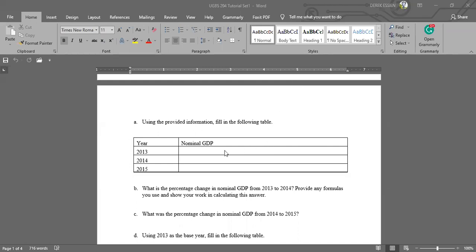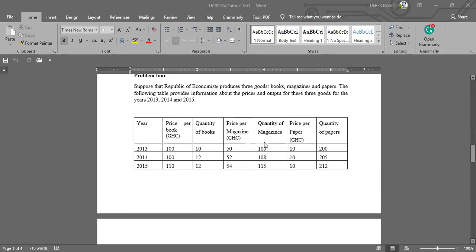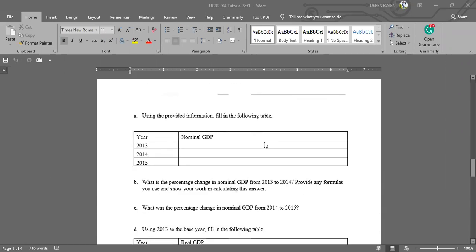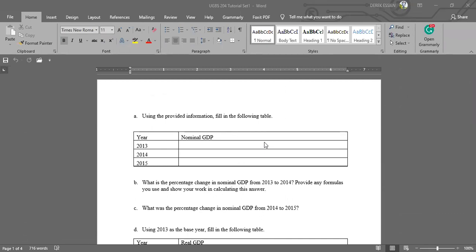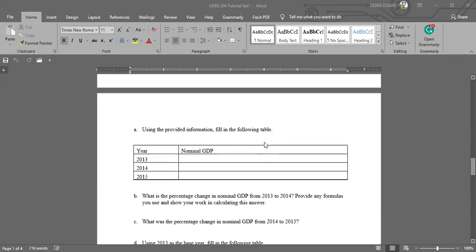Okay, so looking at this, we were asked to calculate for 2013, 2014, 2015. So now let's go through this. It's very simple. It's not difficult. I'm going to write in the boxes here.